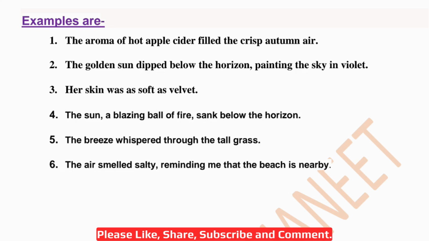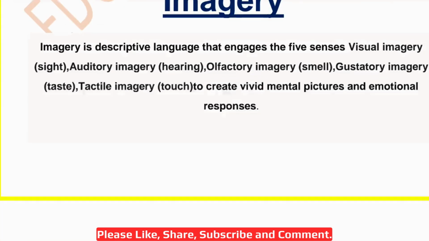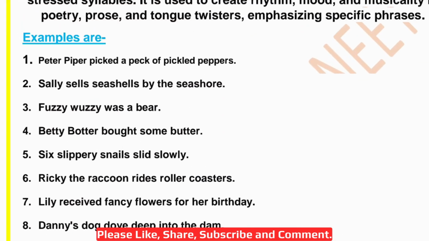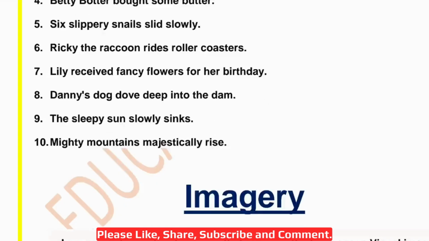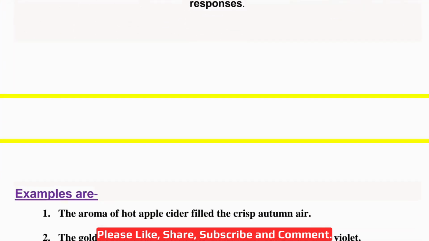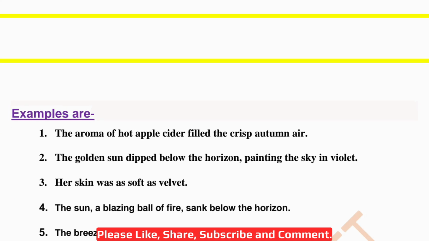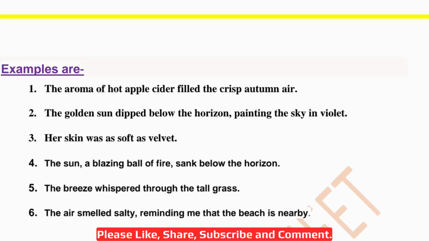The crimson sky blazed before the storm. The rusty gate screeched as it opened. The rough sand scraped my feet. Now, I hope this is very clear. Whenever you get the same repeating consonant sounds, that is alliteration. And when you can imagine or feel the sentence with the help of the five senses: sight, sound, smell, taste and touch, that is imagery, and you can imagine the picture of that thing in your mind.